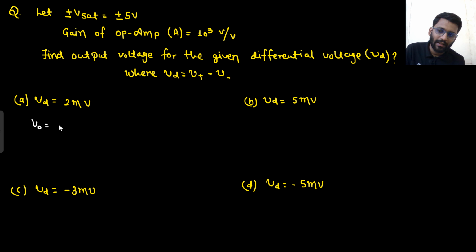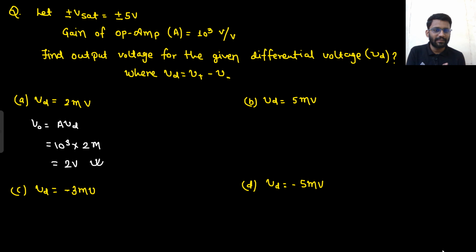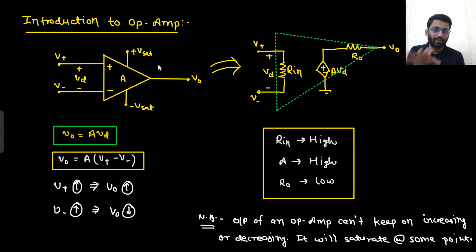The output voltage is A into Vd, right? Vd is V positive minus V negative, which is given. So the output of the OpAmp is A into Vd. So 10 to the power 3 into 2 milli. Vd is 2 millivolt, so the output of the OpAmp will be 2 volt. That's it. This is the correct answer. Why is this correct? Because it is lesser than the saturation voltage.